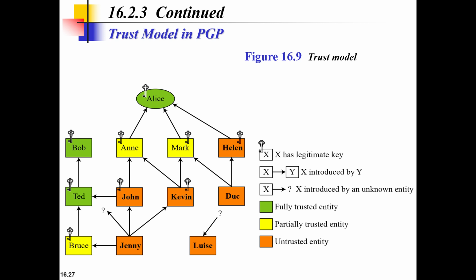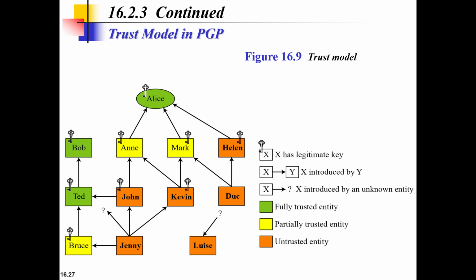Now Bob, Anne and Mark have made their keys legitimate by sending their keys by email and verifying their fingerprints by phone. Helen, on the other hand, has sent a certificate from a CA because she is not trusted by Alice and verification on the phone is not possible.